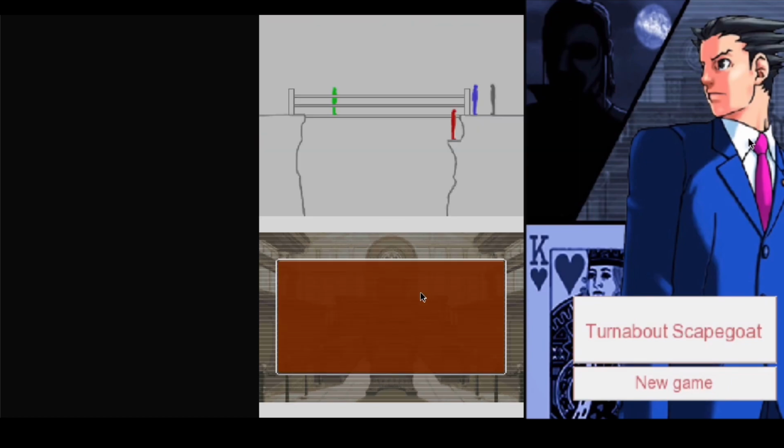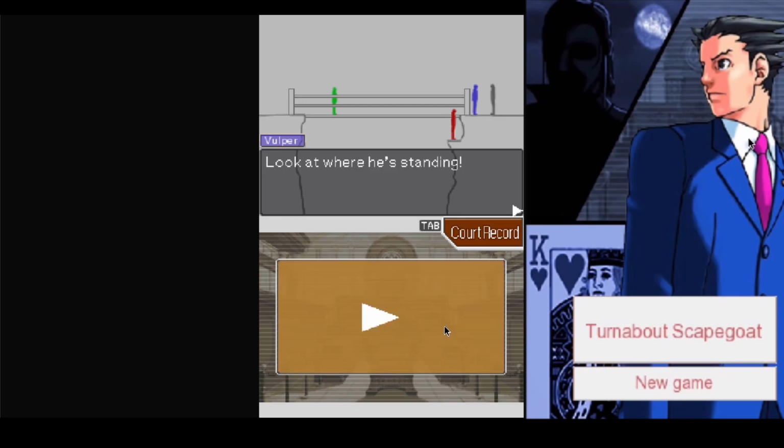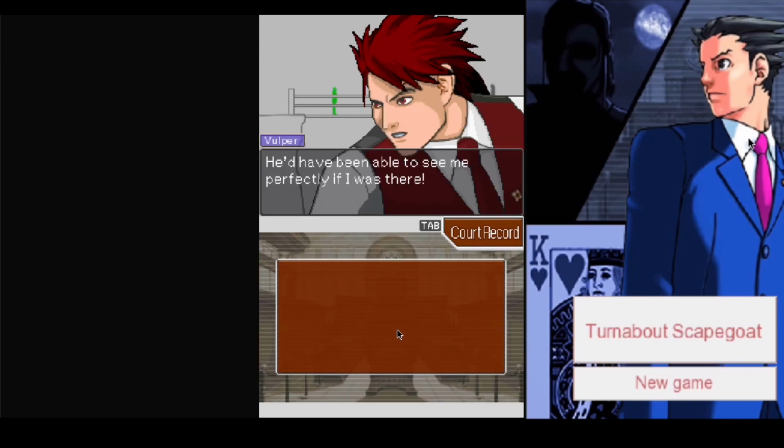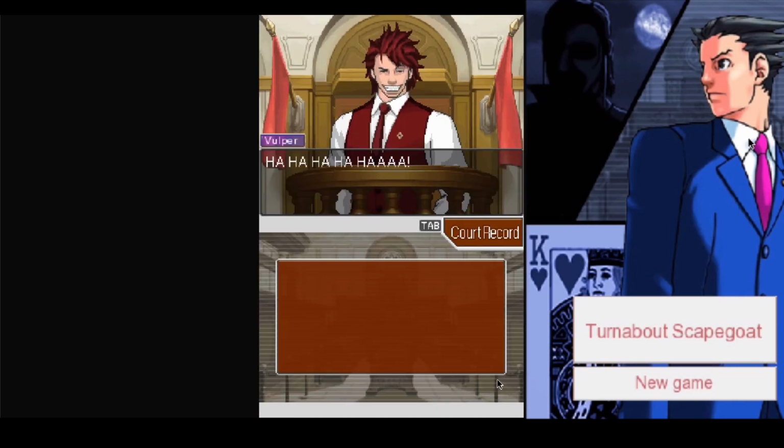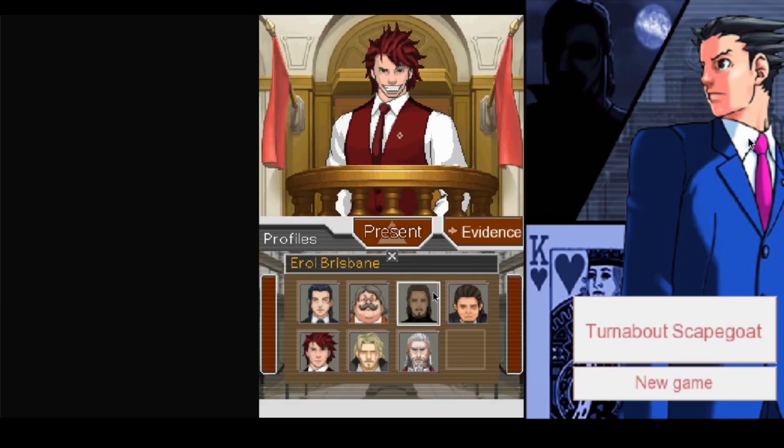What about Titus Crump? Look at where he's standing. He'd have been able to see me perfectly if I was there. Ah, he's right. Titus would have testified seeing Vulper hiding on the ledge. Ha ha ha ha ha! Try and explain that one, Vinny boy. How are you gonna prove the witness didn't see me on the ledge?